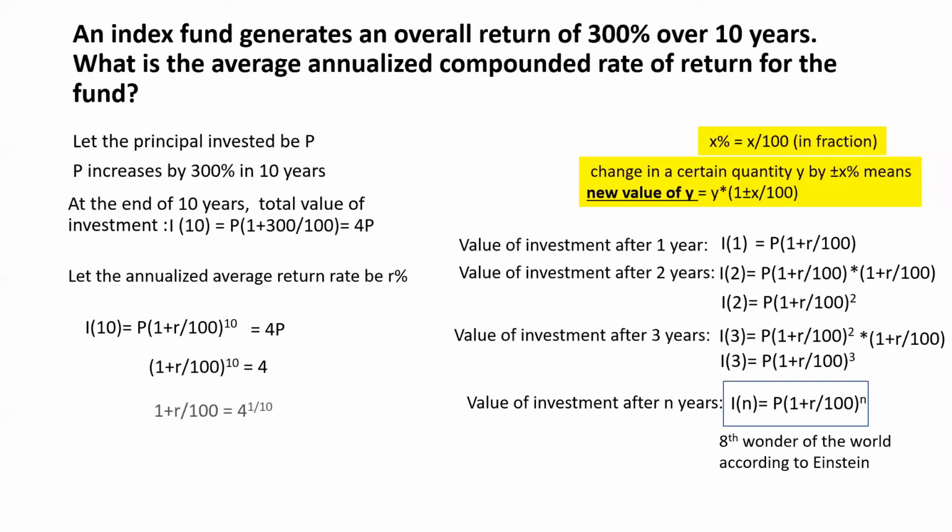If we treat this like an exponents equation, we get 1 plus R by 100 is equal to 4 to the power 1 by 10. And from that, it's easy to get R is equal to 4 to the power 1 by 10 minus 1, multiplied by 100. So this is the average annualized compounded return. And this itself doesn't mean a lot unless I calculate it. So I used a calculator to find the value of this one, and it comes out to be 14.87%. So roughly 15%.